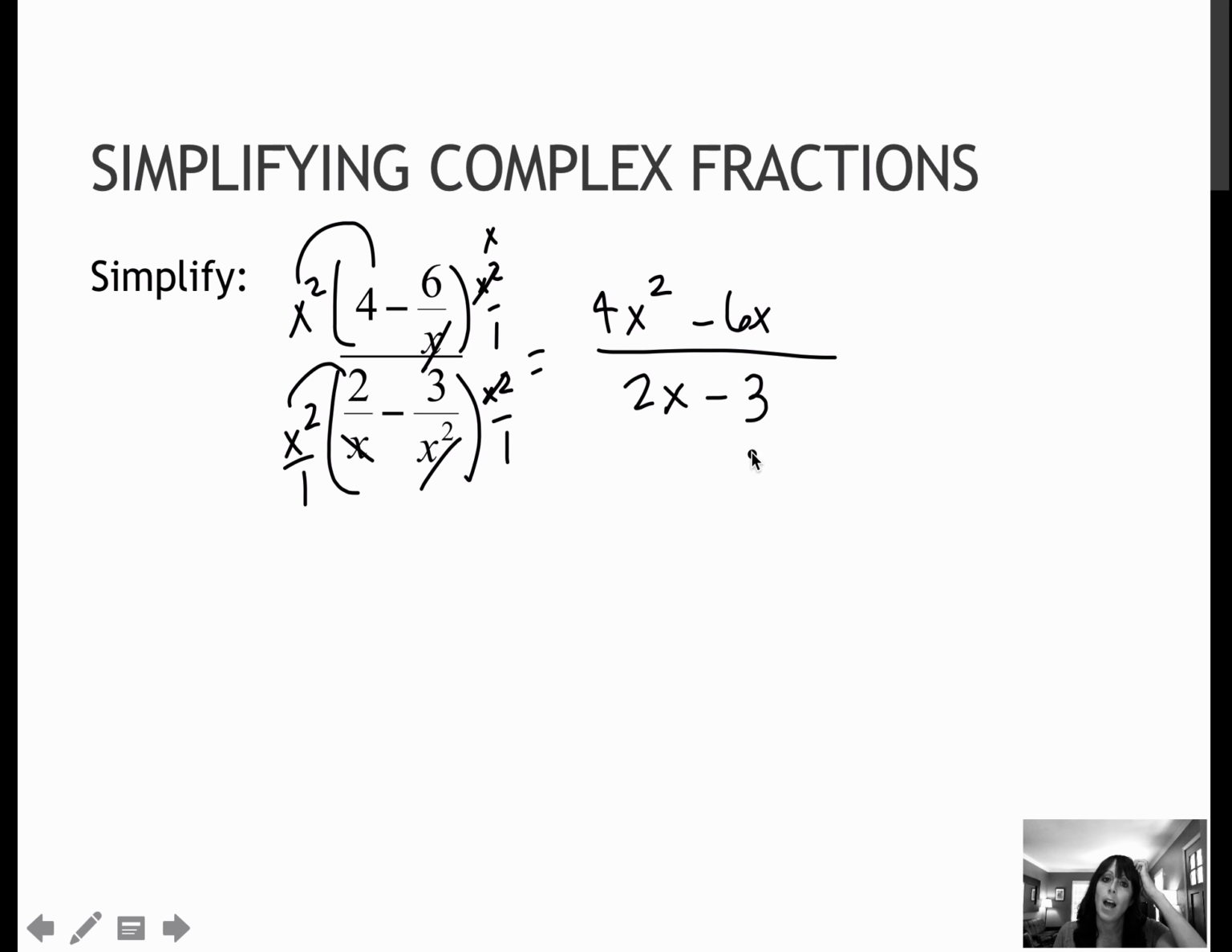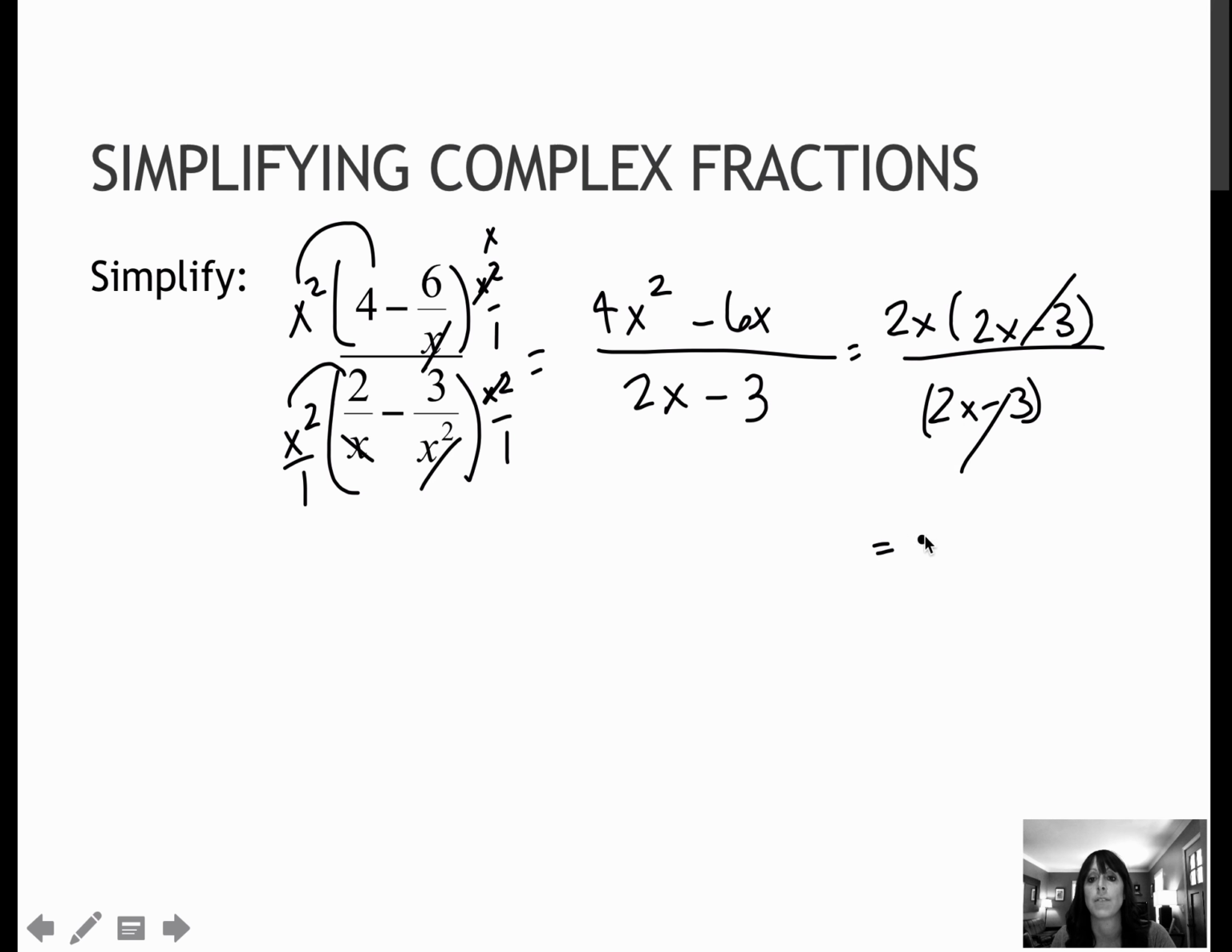So now I still have a fraction, but I don't have 3 or 4 different fractions now. And from here, I know what to do. I can reduce this by taking a 2x out of everything, and that would leave me with 2x minus 3. And in my denominator, I have 2x minus 3. And then, of course, I could reduce and find that my answer is 2x. So instead of doing it the long way, it's like our clearing fractions method that we did solving equations before.